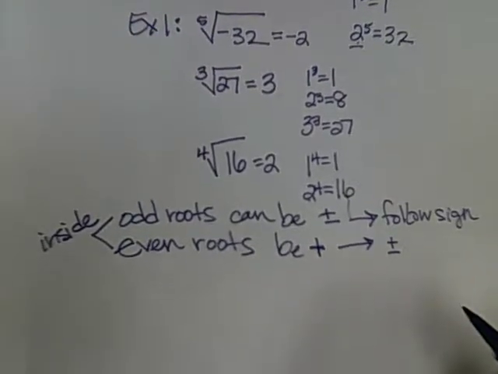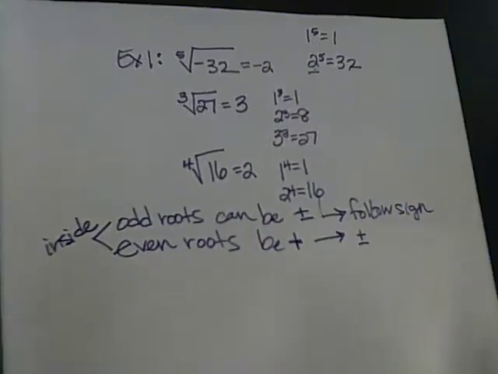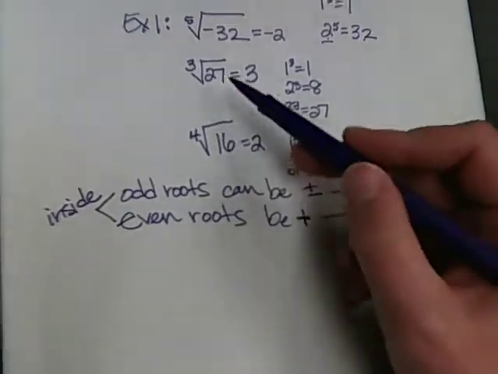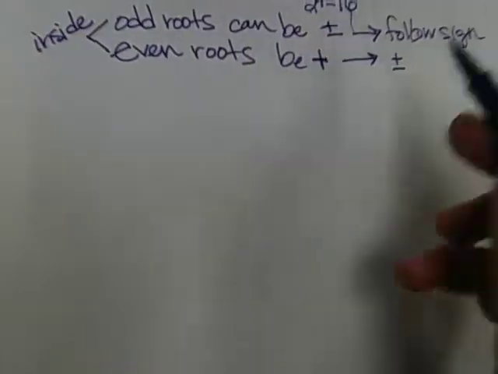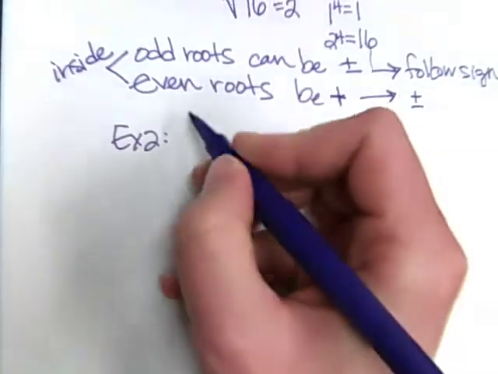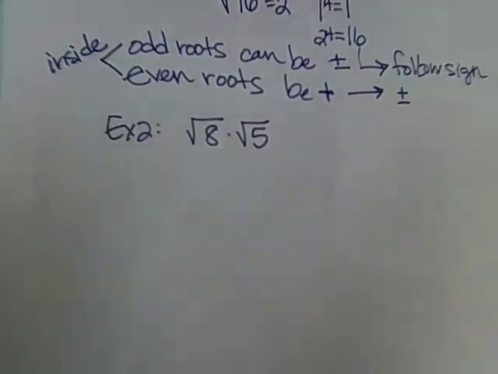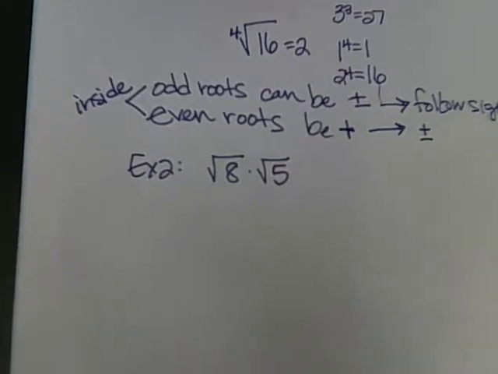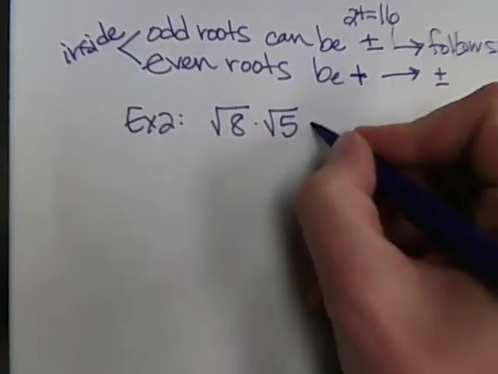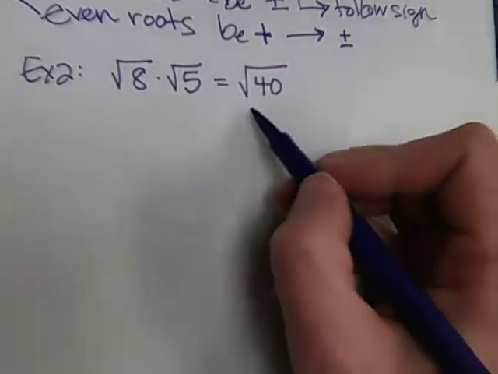Now, example 2 pushes this a little bit further because they're not going to give us these perfect powers. Here we could do our perfect fifths, thirds, and fourths and find these numbers inside, but now we're going to have some that don't work. Example 2 gives us the square root of 8 times the square root of 5. I could simplify both separately, or I could just multiply them together and now try to find the square root of 40.